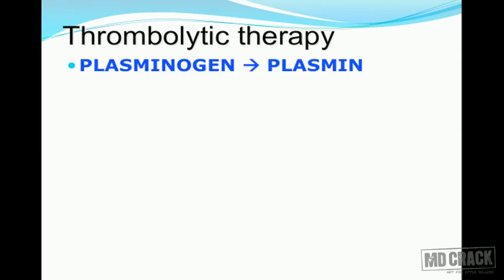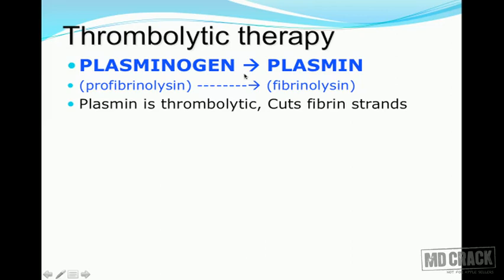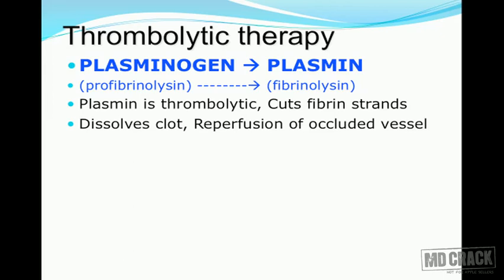As you know, plasminogen is a protein which gets converted to plasmin, profibrinolysin to fibrinolysin, and this particular plasmin is thrombolytic. It cuts the fibrin strand. So for cutting the fibrin strand, you require plasmin. This plasmin comes from plasminogen. Plasminogen has to be activated, and then you are going to get the formation of plasmin. So plasmin is the thrombolytic. Plasmin dissolves the clot and produces reperfusion of the occluded vessel.